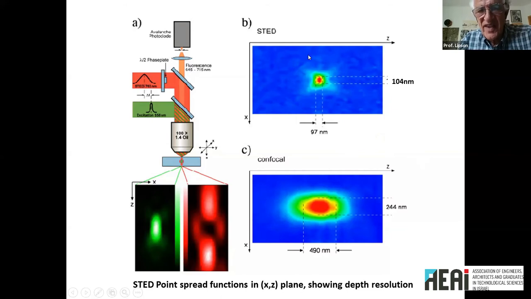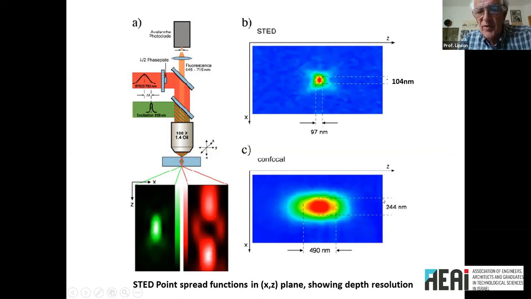That's not right. Z is the depth and X is the radius, because here they turned around. This is what we see down here. And you can see that you get a smaller point spread function, 97 nanometers diameter, compared with 490, which is a factor of five. This point spread function is a factor of five smaller than this one.